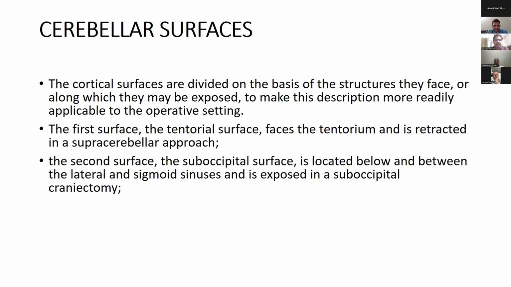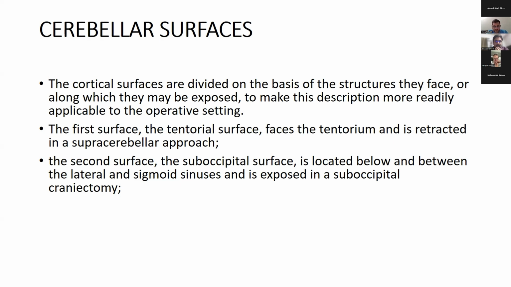To begin with, we know that the cerebellum is situated in the posterior fossa, and for descriptive purposes we divide it into three surfaces. The first is the tentorial surface. It faces the undersurface of the tentorium, and this is generally the part that we retract when we're doing a supracerebellar approach.